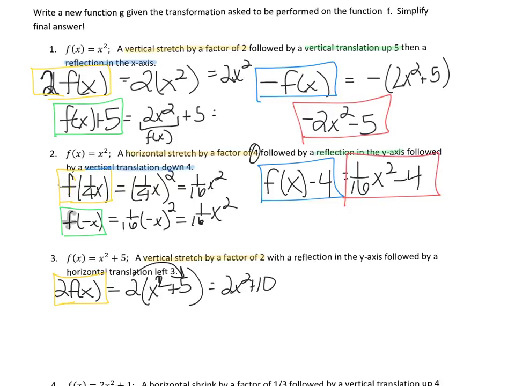The second thing it tells me to do, it says a reflection in the y-axis. So again, that is f of negative x. Plug that in, 2 times negative x squared plus 10, which is still 2x squared plus 10.